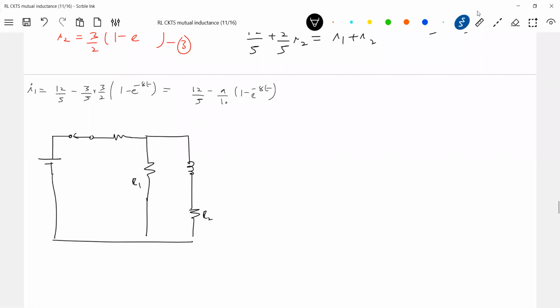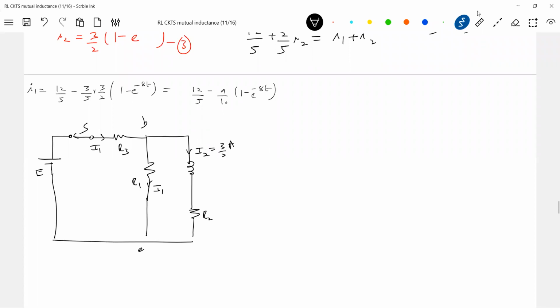R2, R1, this is R3, and this is the switch. This is B, this is E. And the currents are constant, so let me use capital letters to show that. So what is the I2 value? So 3/2 ampere.